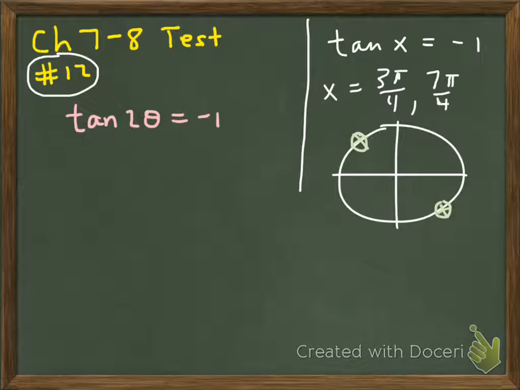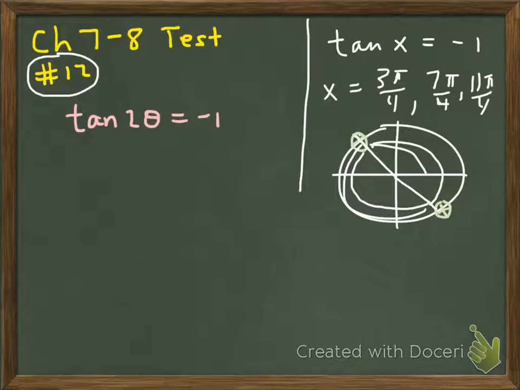Okay, but what about if we kept going though? Like if you go 3 pi over 4, so this angle here and this angle here, then we have 7 pi over 4, and then you come back around and you have 11 pi over 4, and then you keep adding pi to that, and you get 15 pi over 4. And you can keep going, right? You keep going forever.